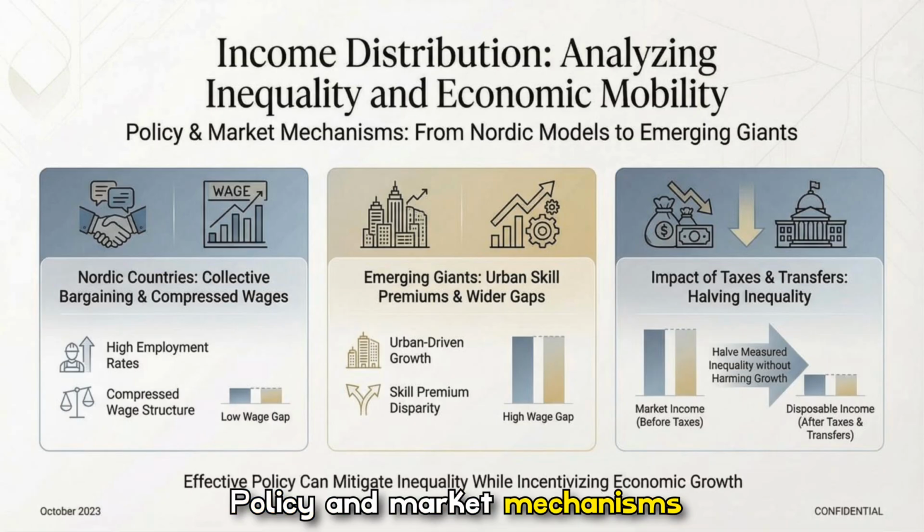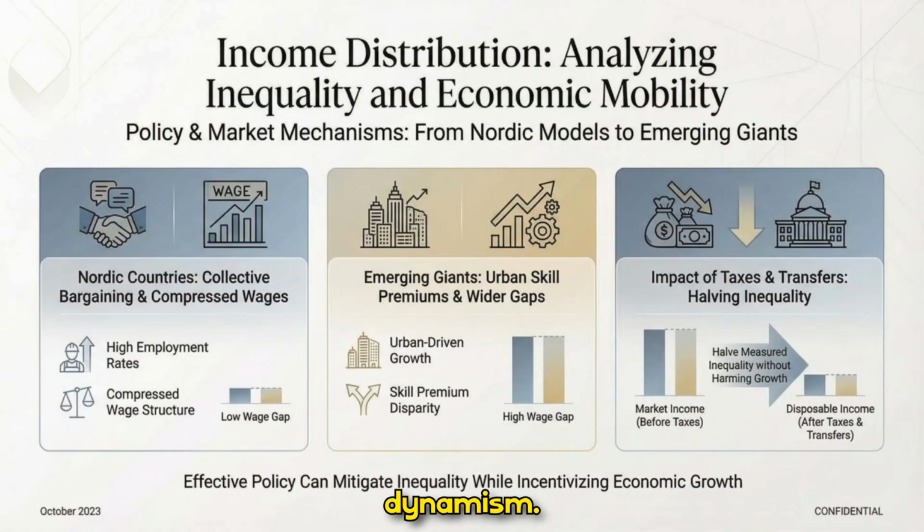Policy and market mechanisms vary across contexts, as shown here. Nordic models use collective bargaining to compress wages and sustain broad employment, while emerging urban giants see skill premiums and wider gaps driven by urban growth. The right panel illustrates how taxes and transfers can reduce measured inequality without crushing growth, underscoring that smart policy can both mitigate inequality and support economic dynamism.